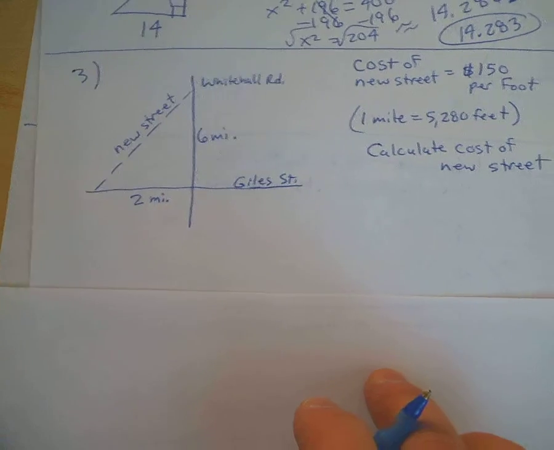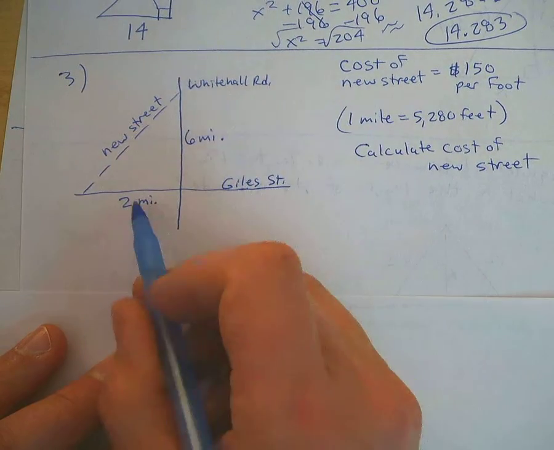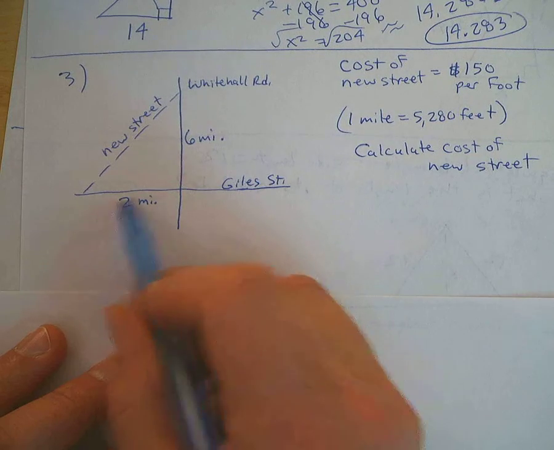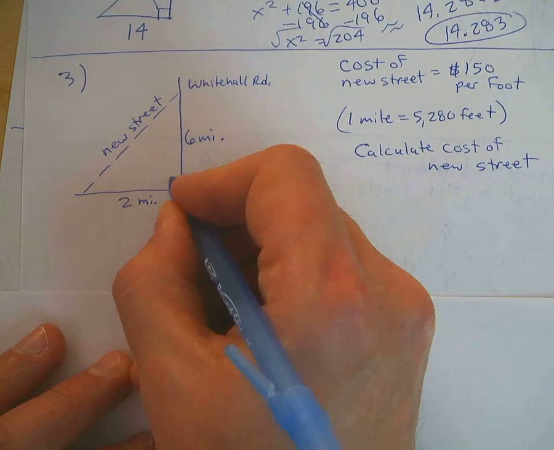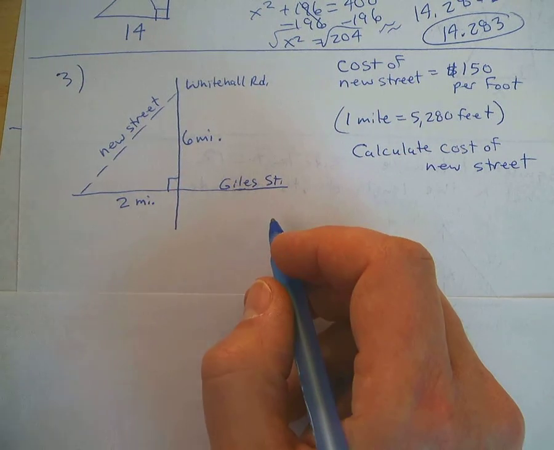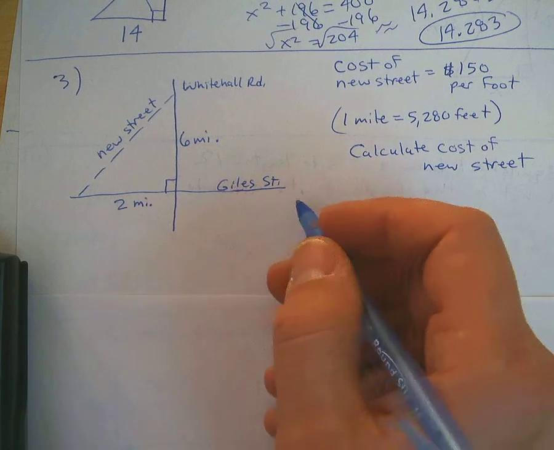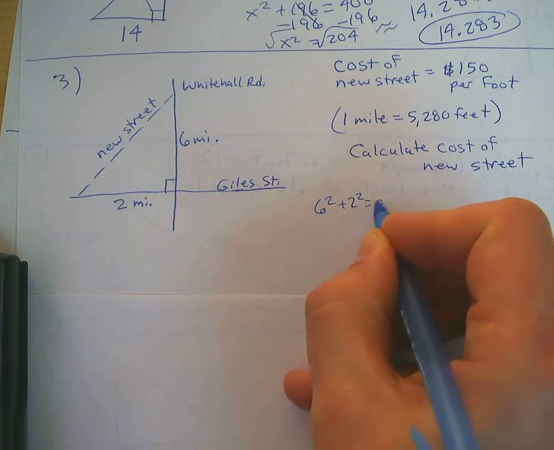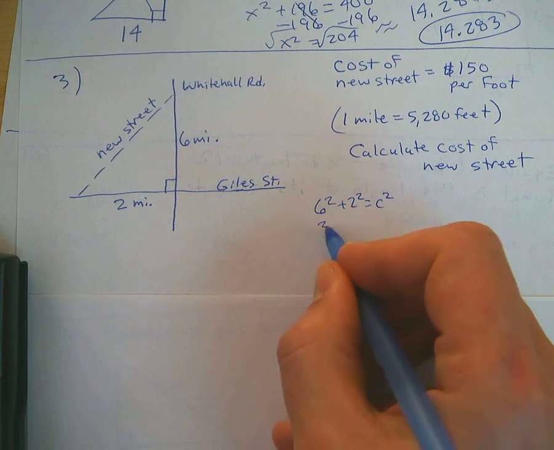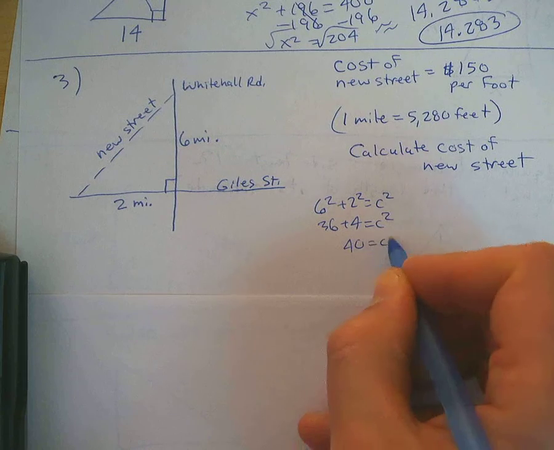This is a 2-part problem. They're going to put in a new street. This is Whitehall Road. This is Giles. This is 2 miles here. This is 6 miles this way. So we want to figure out the length of the new street first. So we're going to use Pythagorean theorem. I'm going to take 6 squared plus 2 squared equals c squared. So we get 36 plus 4 equals c squared, which is 40 equals c squared.